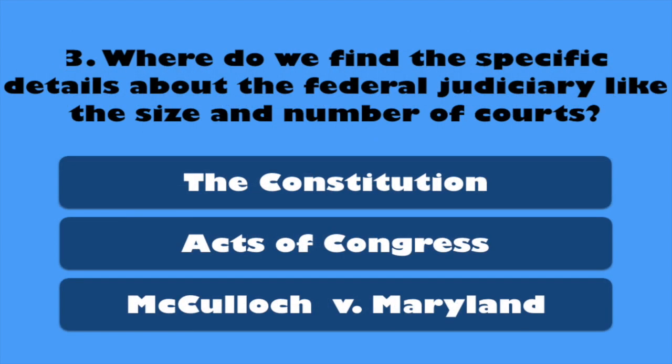Question number 3. Where do we find the specific details about the federal judiciary, like the size and number of courts? The Constitution, Acts of Congress, McCulloch v. Maryland. Whew, this is a toughie. One would think the Constitution spells out the federal judiciary with respect to size and number. But believe it or not, the Constitution says very little. Remember, the least dangerous branch. So Congress has had to give the muscle to the courts. You'd find the details in Acts of Congress.